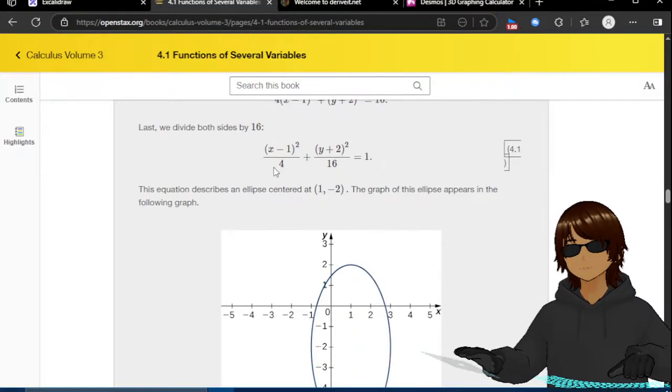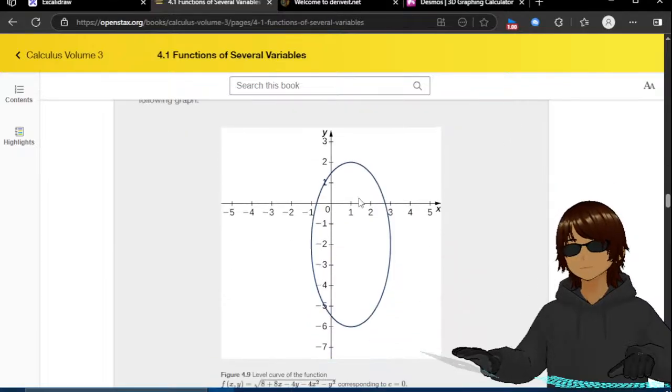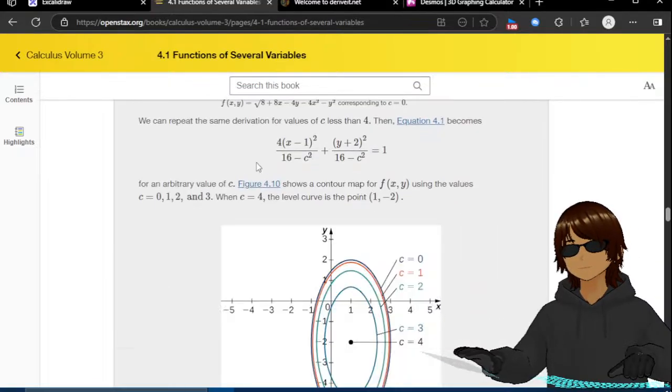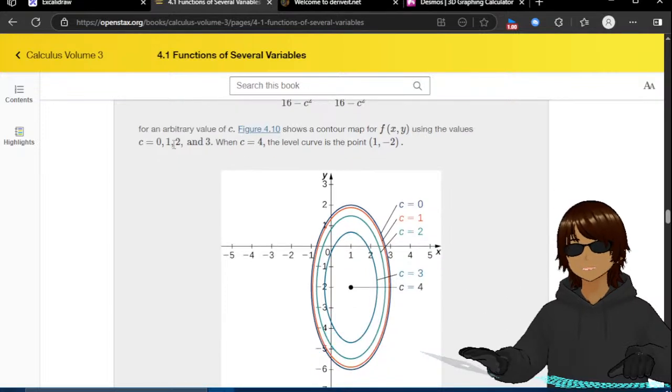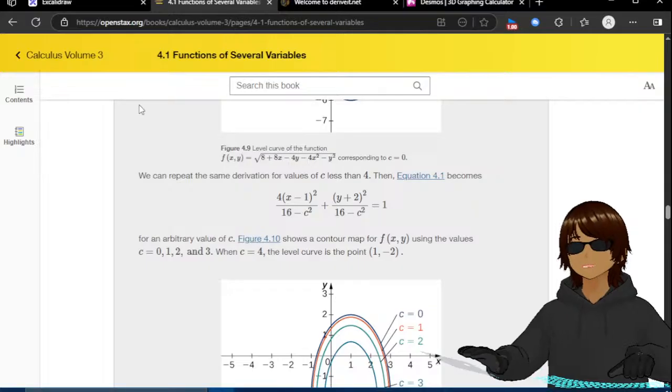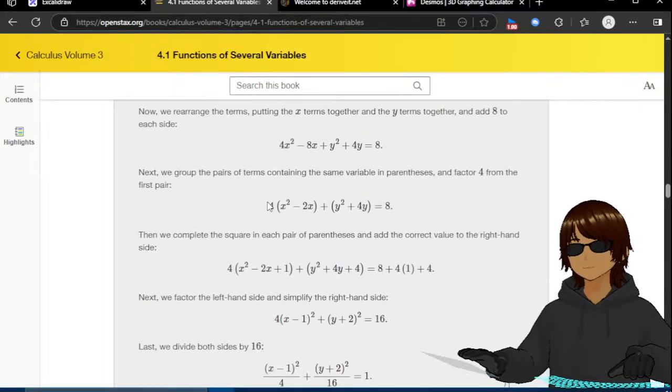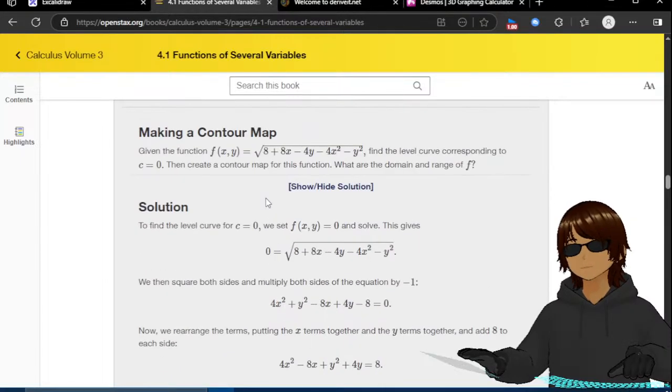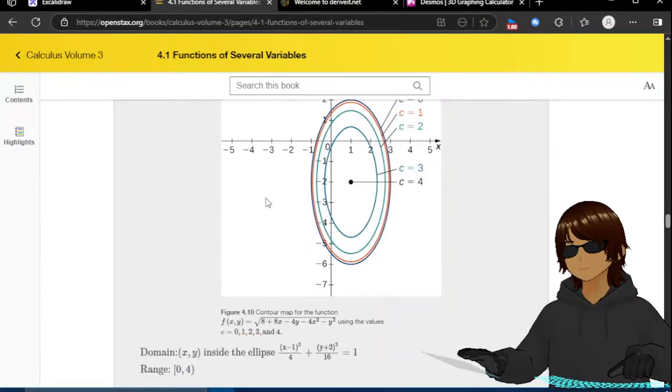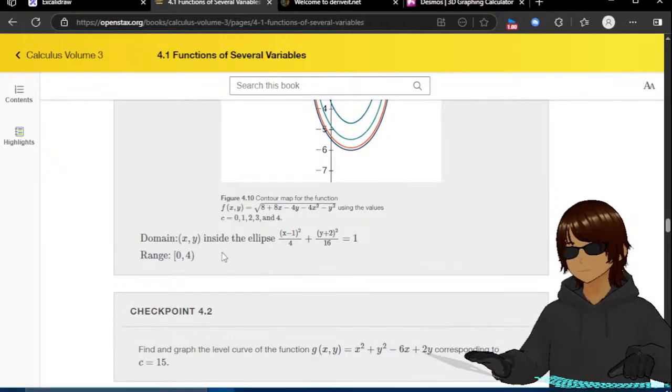Divided by 16, we are left with this. This equation describes an ellipse centered at 1 and minus 2. The graph of the ellipse appears on the following graph. And then they added the contours. We can repeat the same derivation for values of c less than 4. So the domain of x, y is inside this ellipse, the range is 0 to 4.